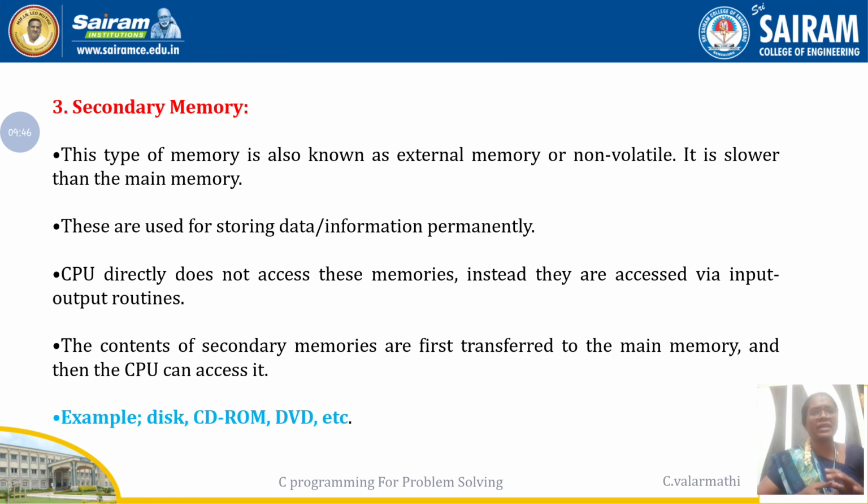These external memories are mainly used for storing purposes. For example, CD-ROM, pen drive, DVD players, and so on. These are used to store your data or your information. So we use these secondary memories for storage only, right? Examples of secondary memories are disks, that is, your hard disk or pen drive, CD drives, DVD drives, etc. Floppy disk, magnetic disk, magnetic drives. These are considered secondary memory, right?